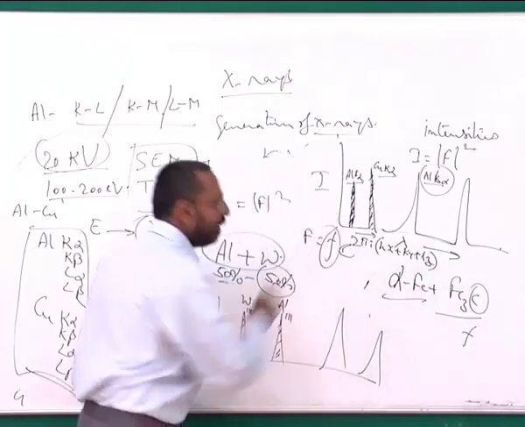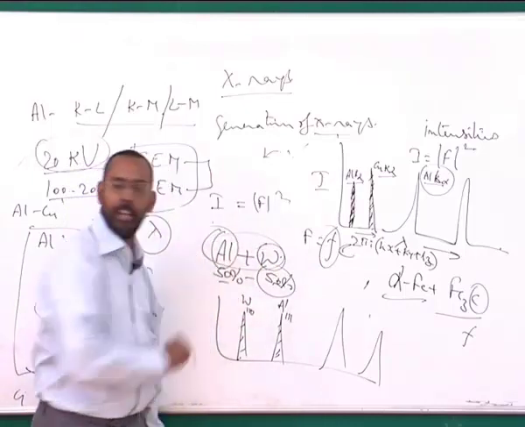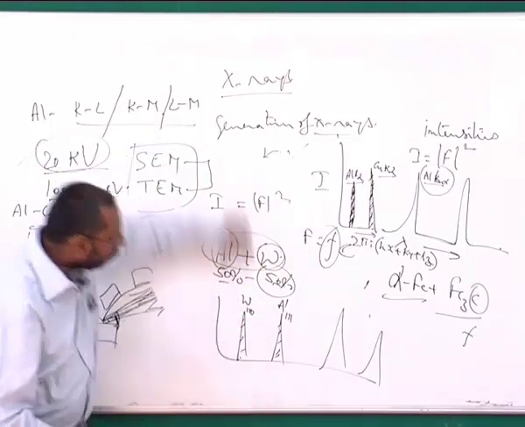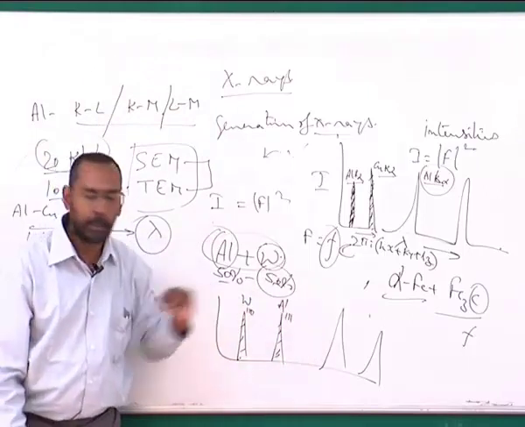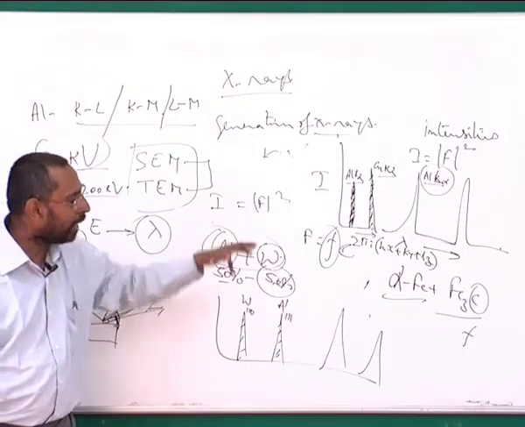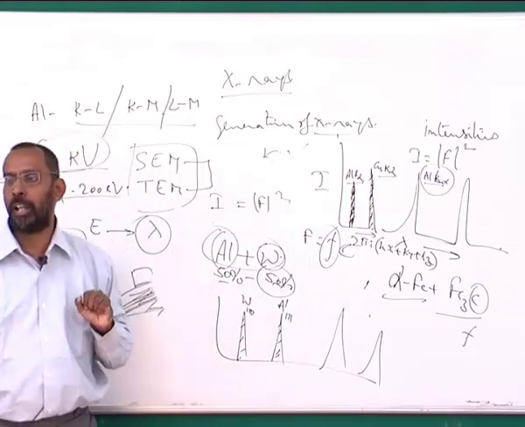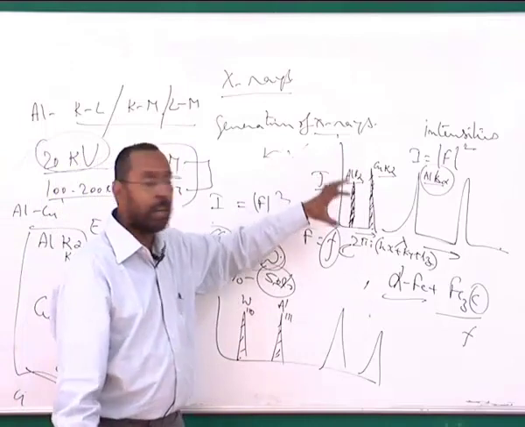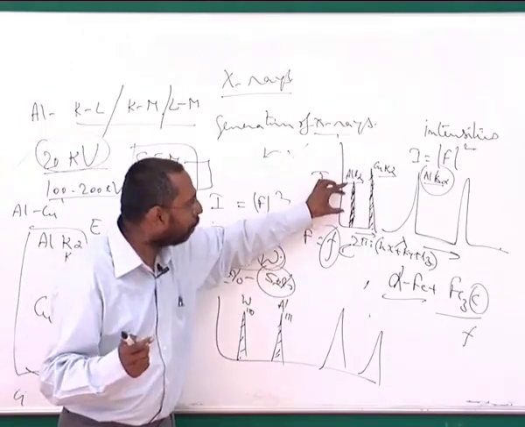So this F is important. And this F for tungsten is much higher than F for aluminum. So you will see that the tungsten peak will be much bigger than the aluminum peak. So this problem is there, which has to be corrected to be able to find out the amounts of individual elements that are present.